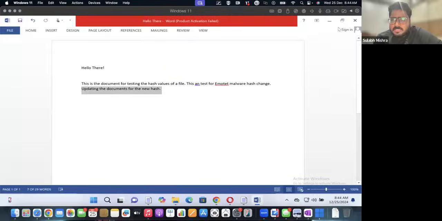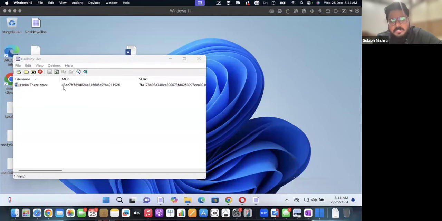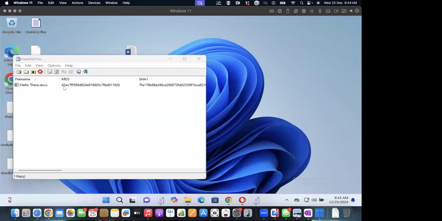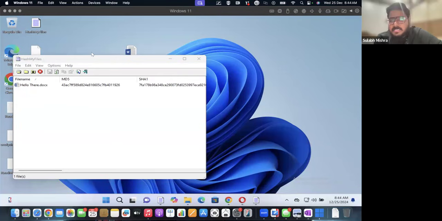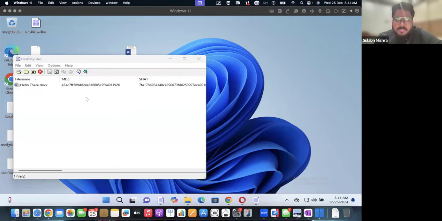Now, let me close this and then drag this a bit here. Does anybody remember earlier it was starting with 2.5? Yes, now the hash value is changed. So how easy is it to change the hash? Changing the script is going to take only a fraction of a second.